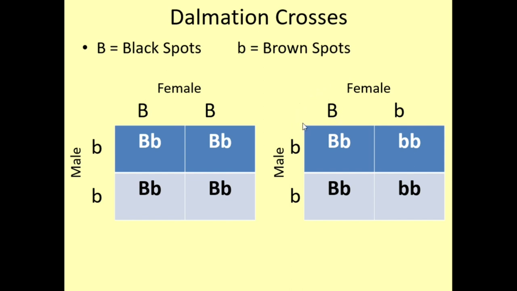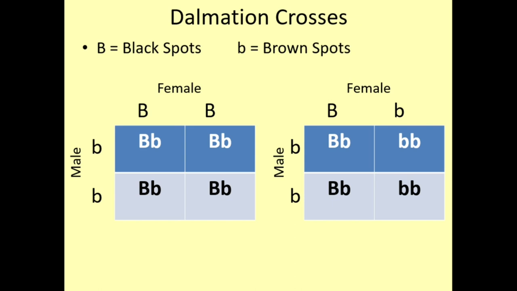I also said to do a second Punnett square. We know the male is little b, but this time do another cross where the female is heterozygous, so big B, little b. I'm using Bs for the colors here. And if we go through this, what we can see is that 50% of our offspring would be heterozygous, so they would be black spotted, but 50% of our offspring would be homozygous recessive, so they would be brown spotted. So from our litter of four pups, we would expect 50% of them to be black spotted and 50% of them to be brown spotted. But we didn't find that.